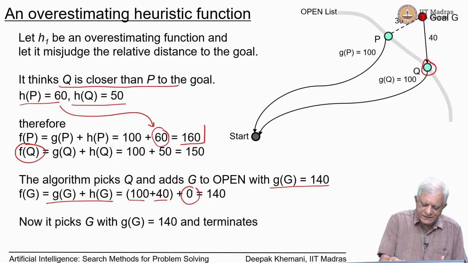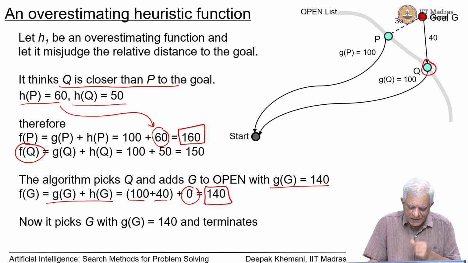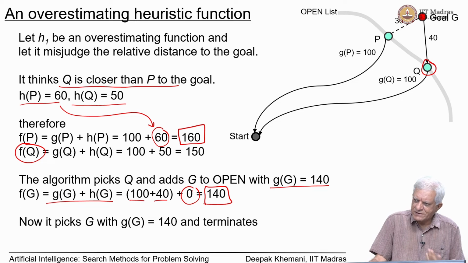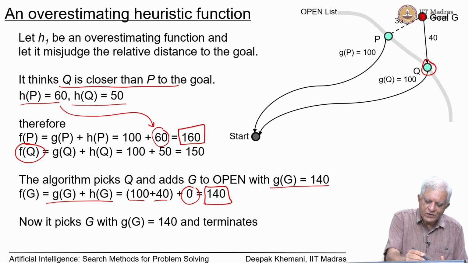F of p is 160, that is what it had computed, and f of g, as we have seen, is 140. So, that is smaller. So, the algorithm will pick g, and because it is a goal node, it will terminate and say that I found a path of length 140. So, what is the culprit? The culprit here is that it is an overestimating function.